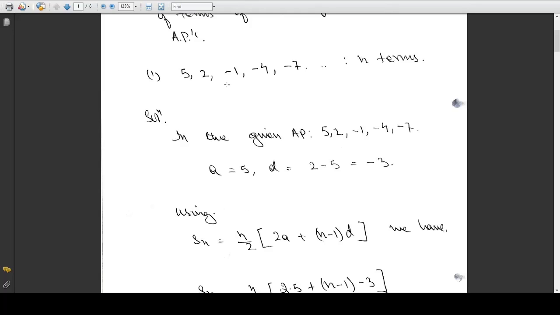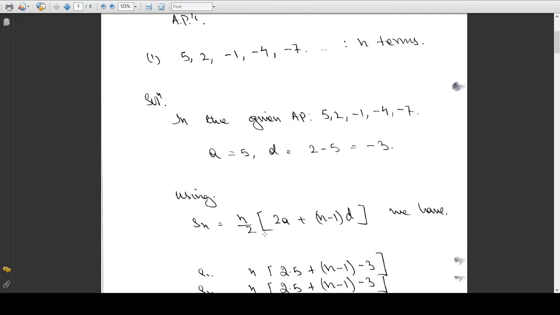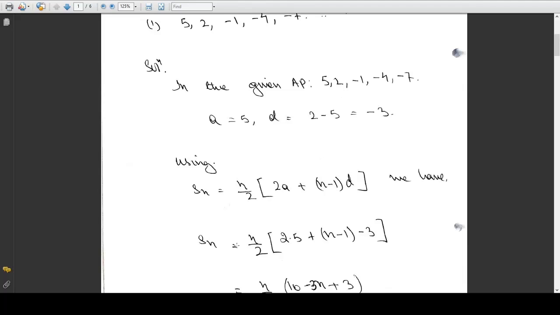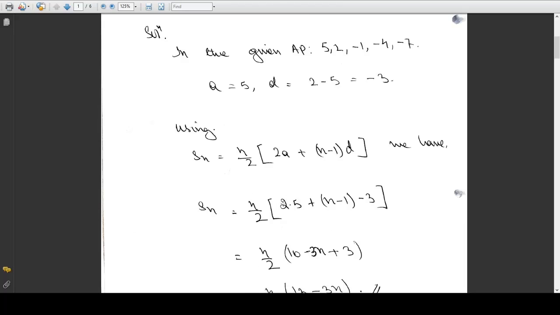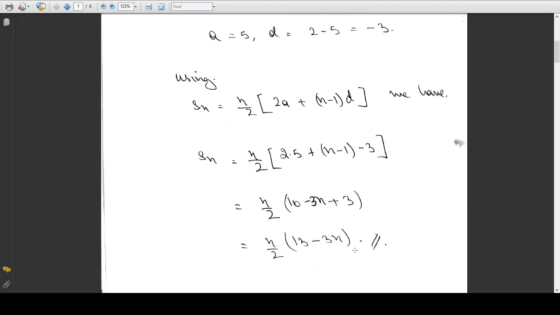Now in this given progression we know a and we know d. Therefore, we will use this formula for finding the sum, up to n terms. n by 2 times (2a, 2 multiplied by 5, plus (n minus 1) times d, where d is -3). 2 multiplied by 5 is 10, minus 3 multiplied by n, 3n, plus 3 multiplied by 1, 3. So n by 2 times (10 plus 3 minus 3n).